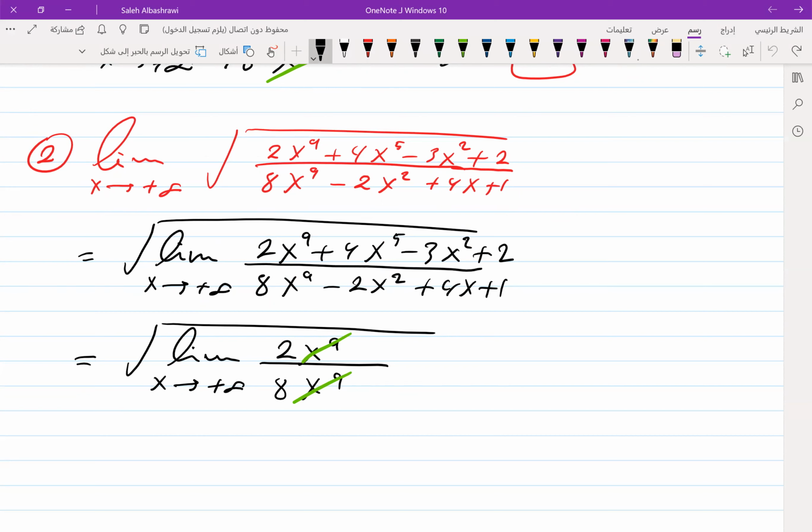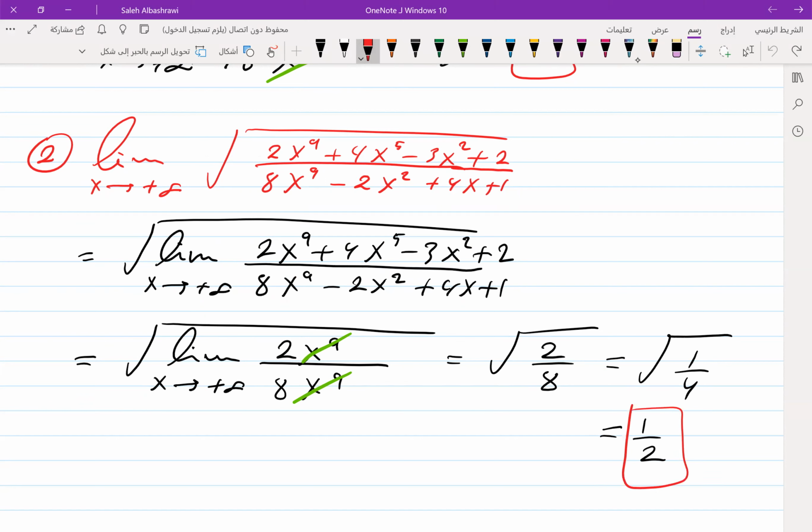So what is remaining now is equal to square root of 2 over 8, or square root of 1 over 4. If we simplify it, square root of 1 over 4 is equal to 1 over 2. So the limit in this case is equal to 1 over 2.